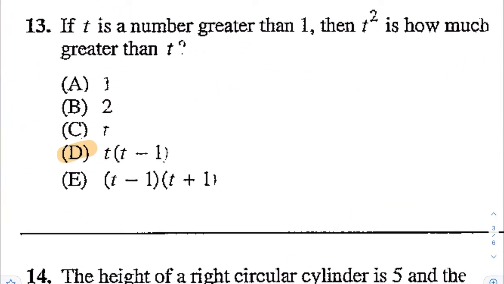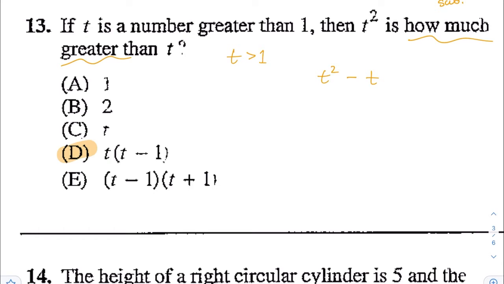All right, next one, number 13. If t is a number greater than 1, then t squared is how much greater than t? So t has to be greater than 1. You want to compare t squared versus t. To figure out how much greater, that's a keyword to subtract. So you have to solve for this expression.